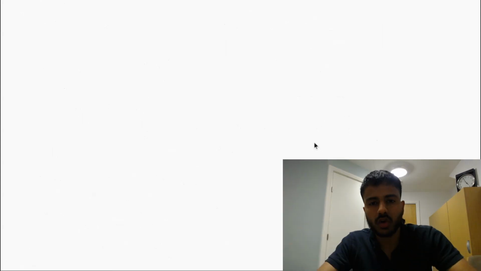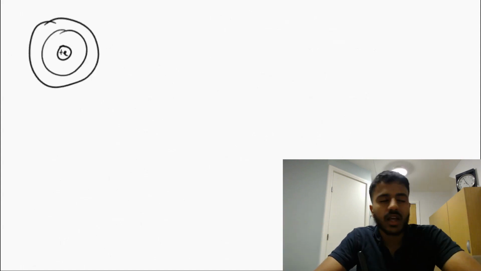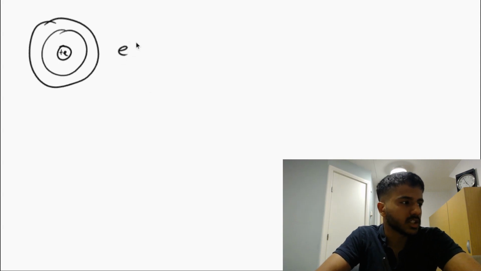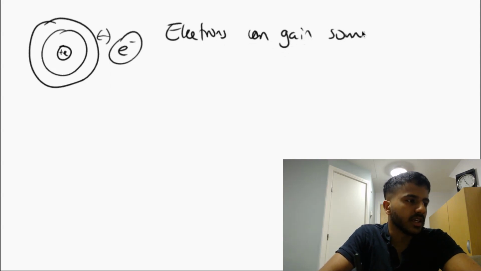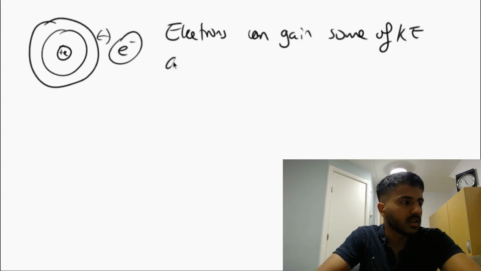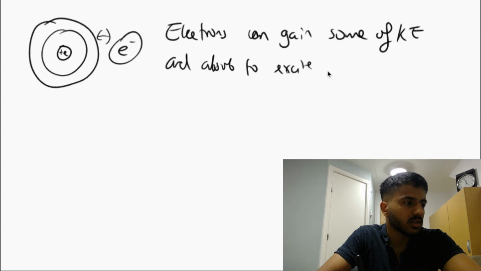Now, this isn't the only way an electron can get excited from a lower energy level to a higher energy level. Another way is if you have an atom and you have a collision between the atom and a charged particle. If there is a collision, electrons can gain some of the KE from that collision and absorb it to excite to higher energy levels.